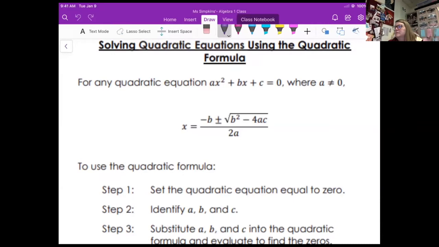Solving quadratic equations using the quadratic formula. What is the quadratic formula? You're looking at it. Why are there like 4 ways to do this? That is a great question, and I wish I could answer that.